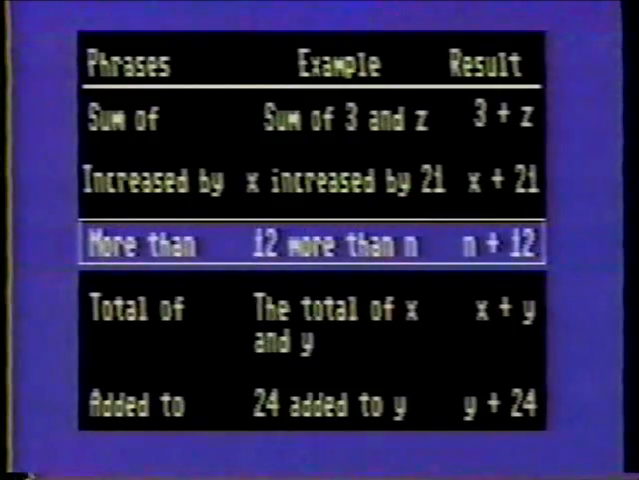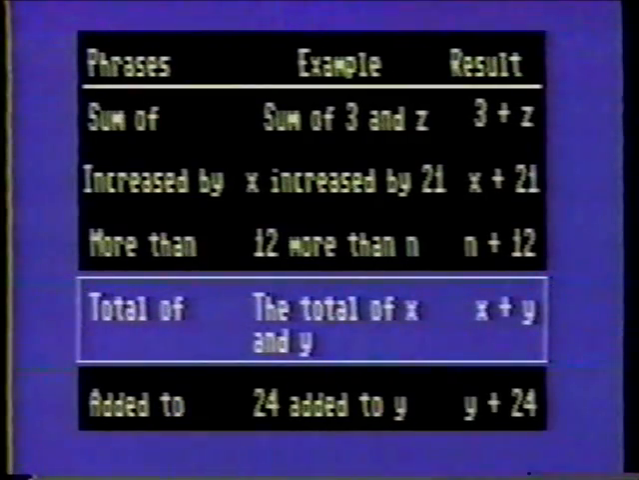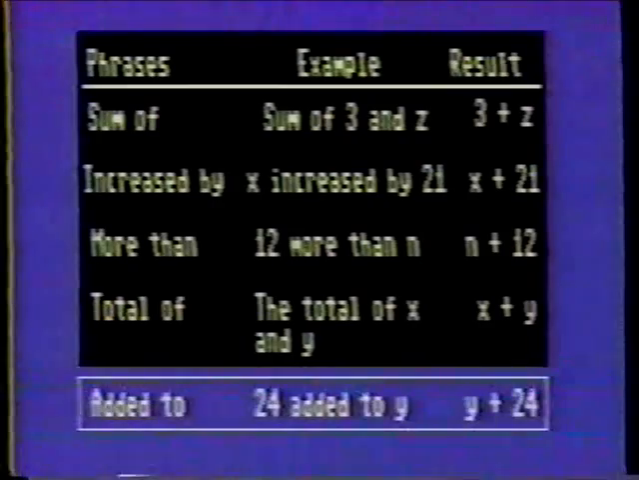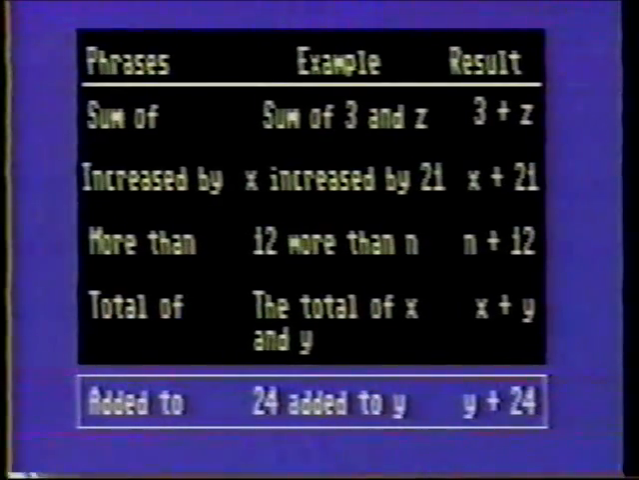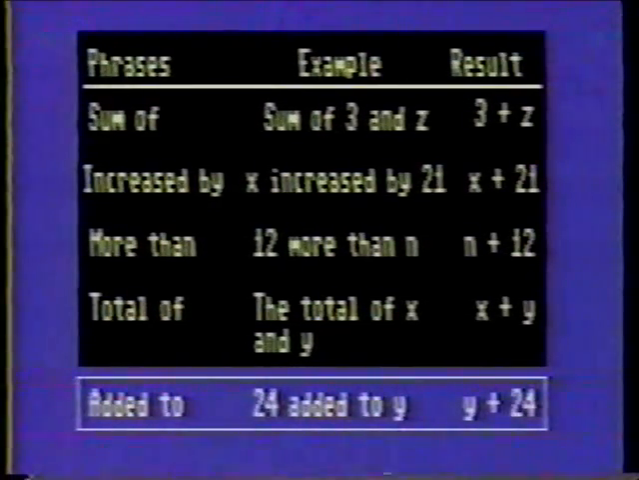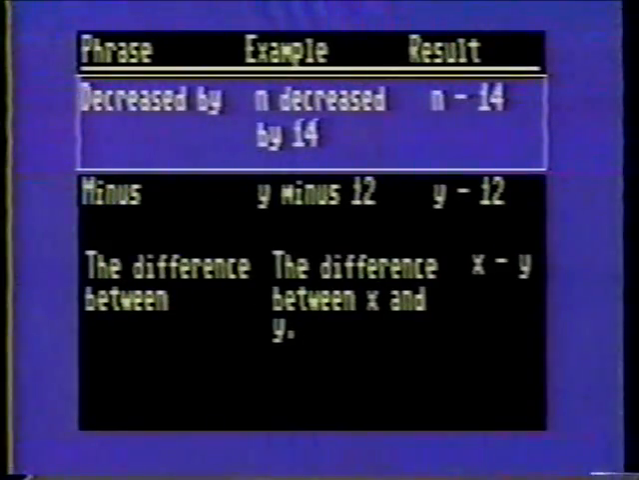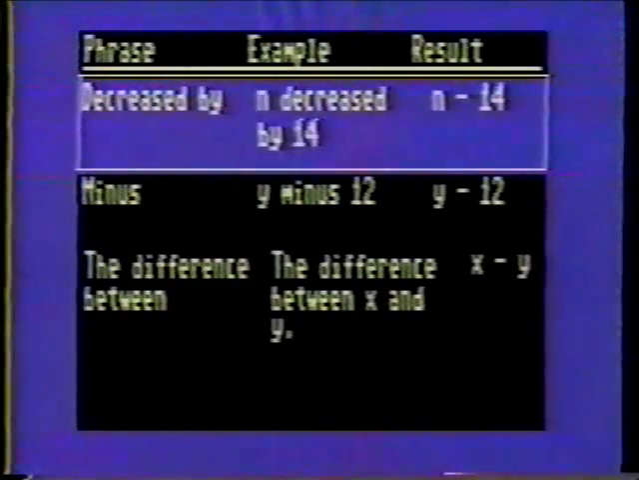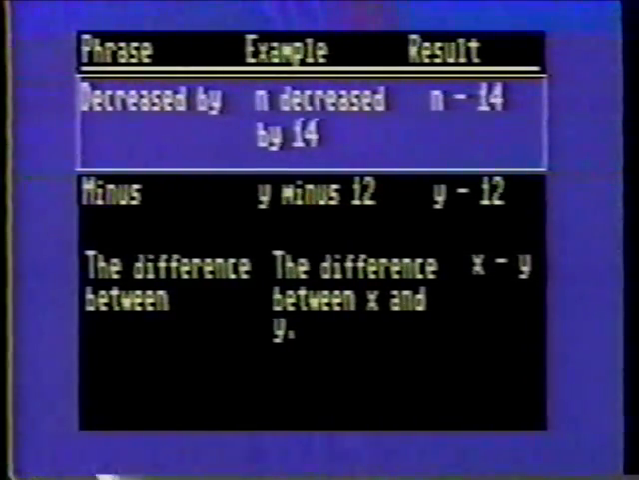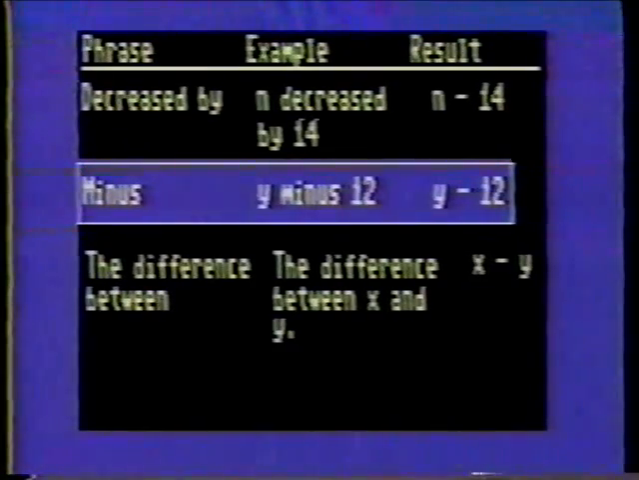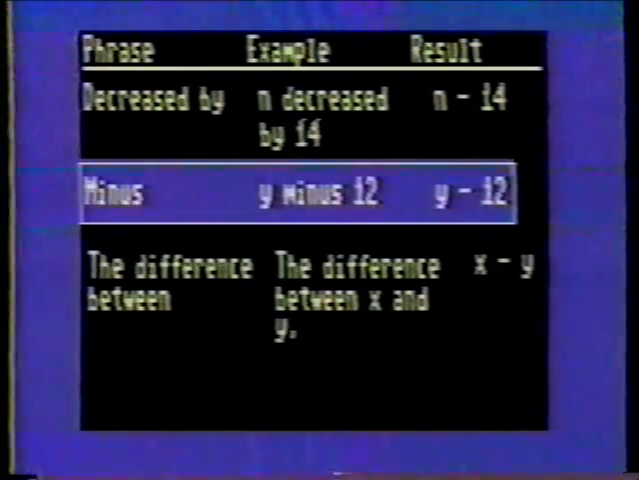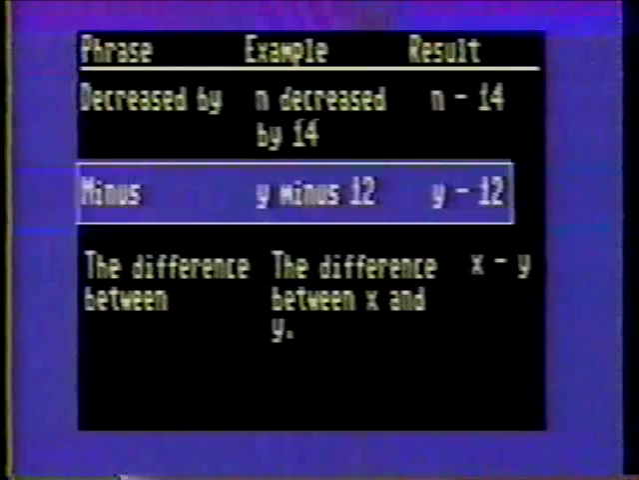More than signifies addition. 12 more than n means add n and 12. The total of x and y means add x and y. Added to. 24 added to y means add y and 24. Decreased by. N decreased by 14 means subtract 14 from n. Minus. Y minus 12 means subtract 12 from y.